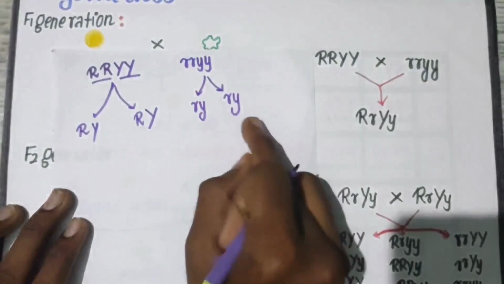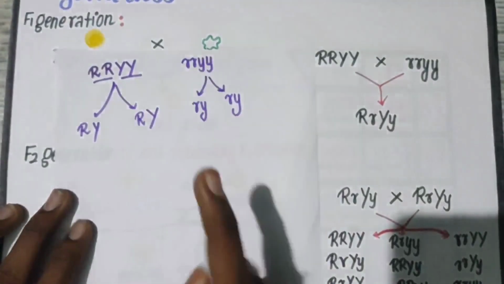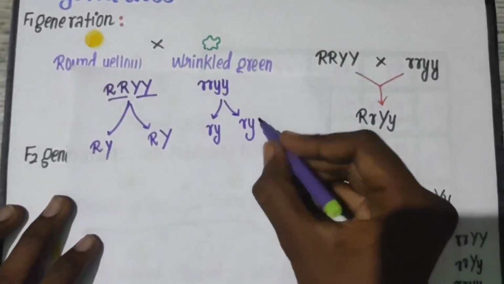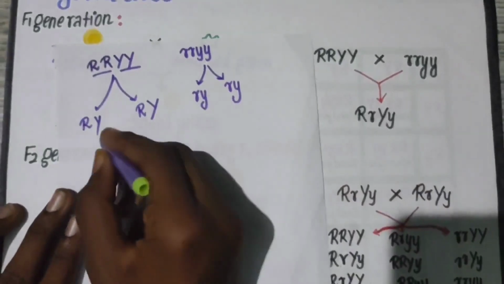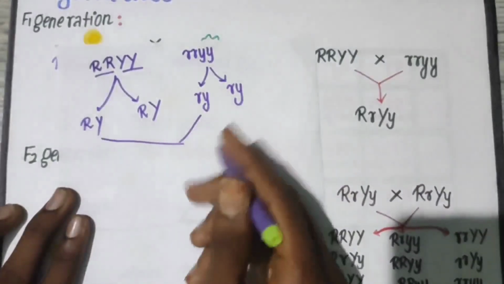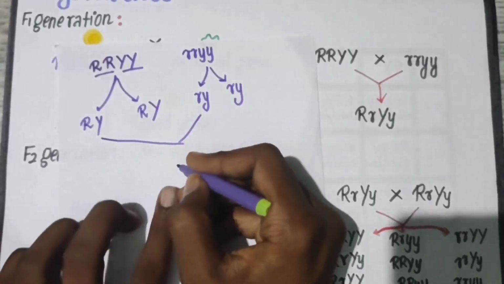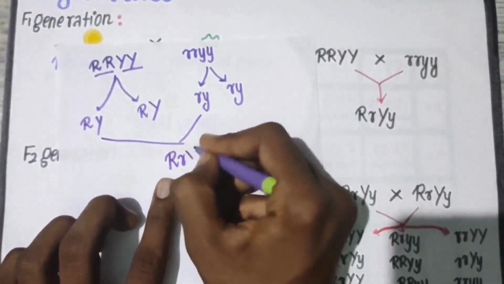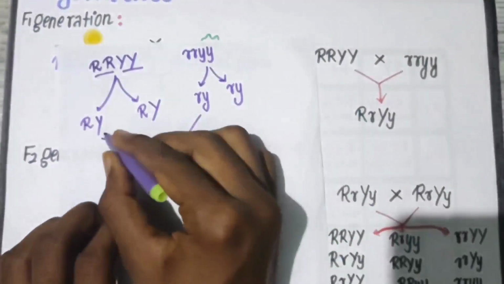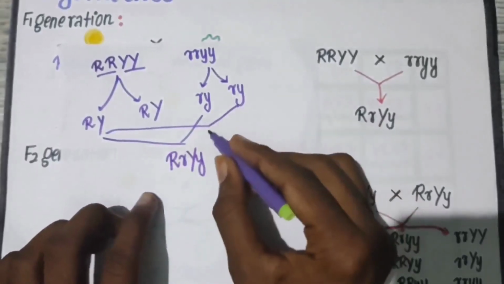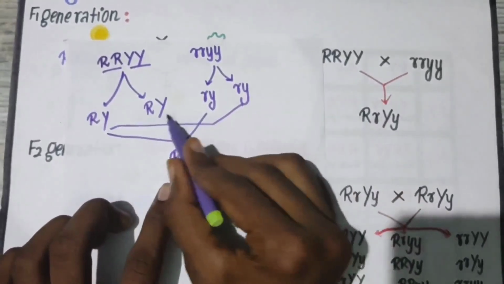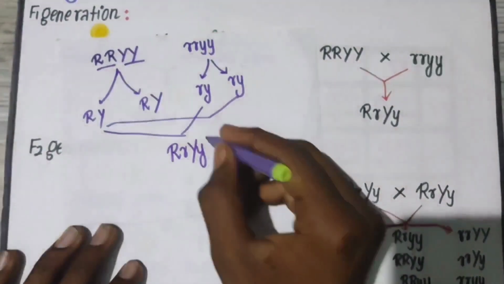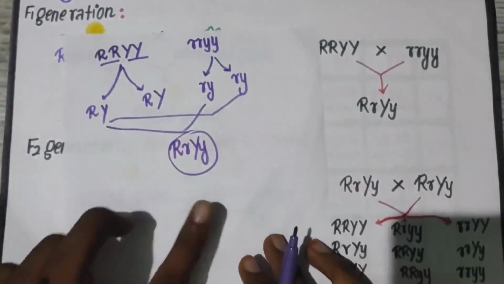These are the two types of gametes which are released by this wrinkled green seed, and you can see they are the same type. Now when you cross them, when these two gametes combine, you are going to get a plant with the genotype capital R small r, capital Y small y. Similarly, when these two gametes fuse, you get the same result, and when these two gametes combine, you get the same result: capital R, small r, capital Y, small y.